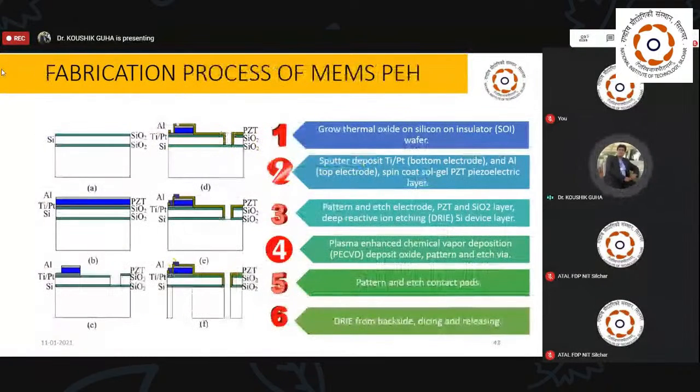So there are some steps that we can see to fabricate the MEMS piezoelectric energy harvester. It is just the same steps that I just discussed now. So growing some layer, then sputtering, then etching, then chemical vapor deposition for deposition of some oxide, then the lithography process, then the reactive ion etching. So these are the same. Using the MEMS procedure, we can easily develop this type of energy harvesting products and devices.